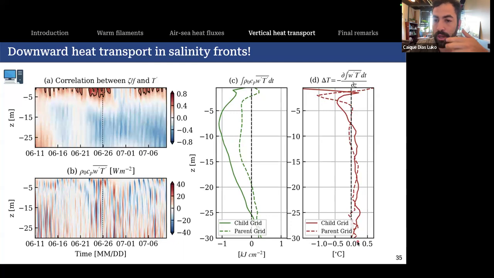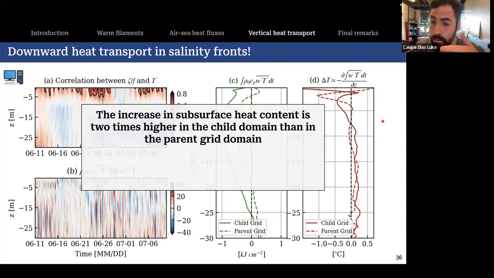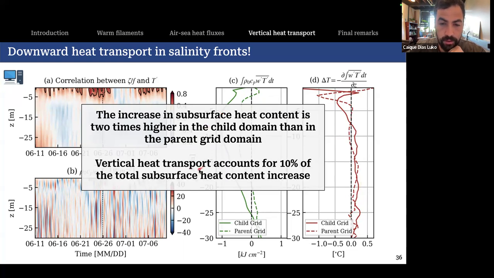And actually, if we try to estimate the change in the subsurface heat content, which we define here as below 7 meters, we see that for the child grid domain, we have an increase in subsurface heat content that's 2 times higher than what's generated by the parent grid domain. And this increase in subsurface heat content because of vertical heat transport actually accounts for 10% of the total subsurface heat content increase. So this really shows how this process is important for heat content evolution.